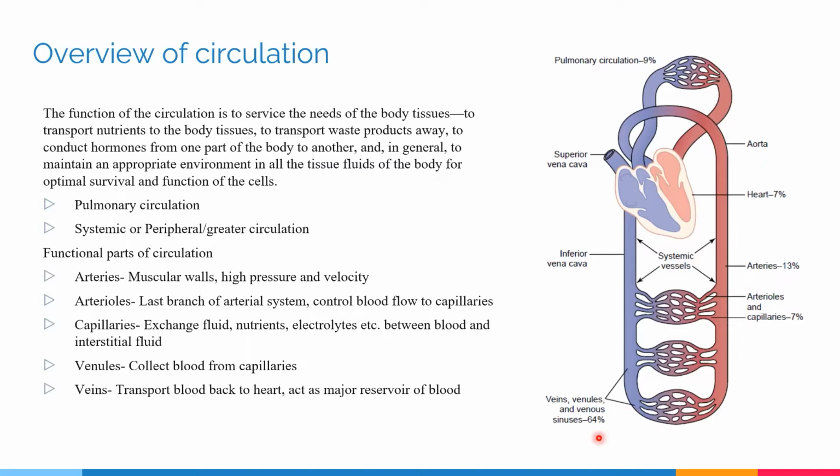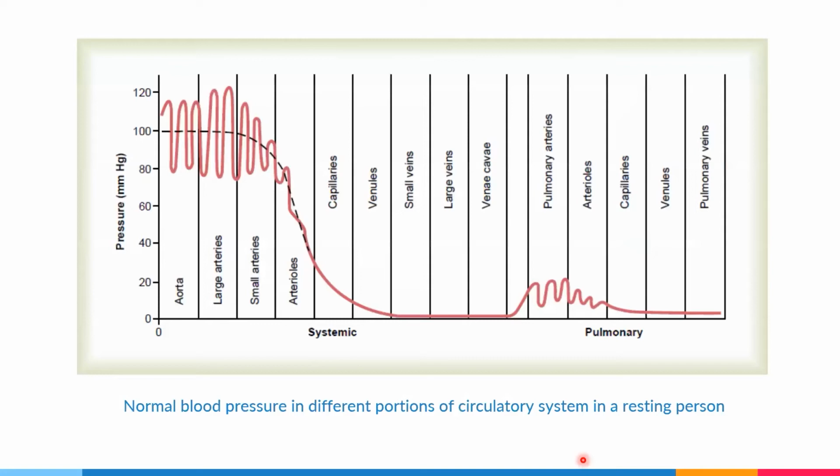So veins are the major reservoir of the blood that is present in circulation. So that was all about arteries and veins. We move on to the next part, in which we look into the normal blood pressure in different portions of the circulatory system in a resting position. One thing you have to understand is that flow of blood is intricately related to the blood pressure that is exerted by the heart.